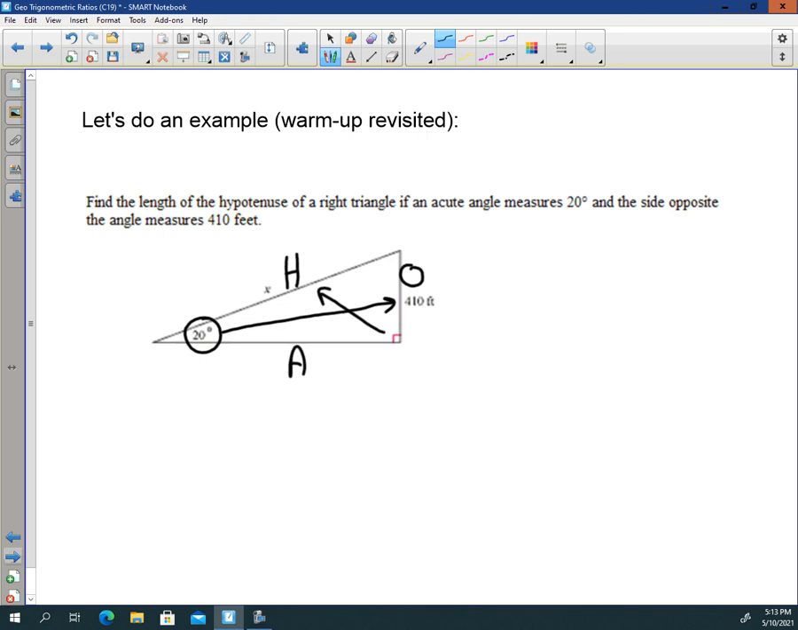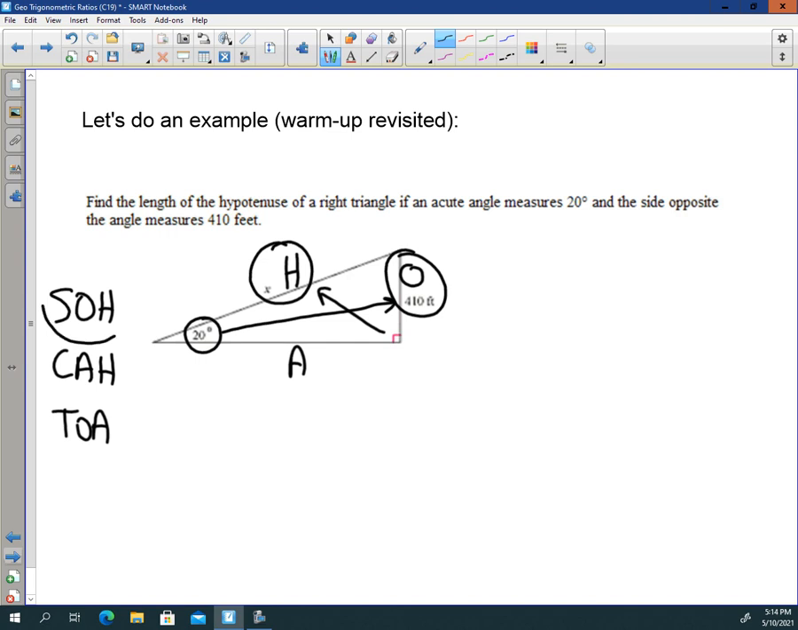We have three trig ratios. We have the sine, we have the cosine, and we have the tangent. And they can be remembered by remembering SOH-CAH-TOA. And we need to pick the right one. Well, notice that we have information about the opposite side, and we want information about the hypotenuse. So we're going to pick the sine, because the cosine has information about the adjacent, and we don't care about that, and the tangent wants information about the adjacent, and we don't care about that, and so we're going to use the sine ratio.